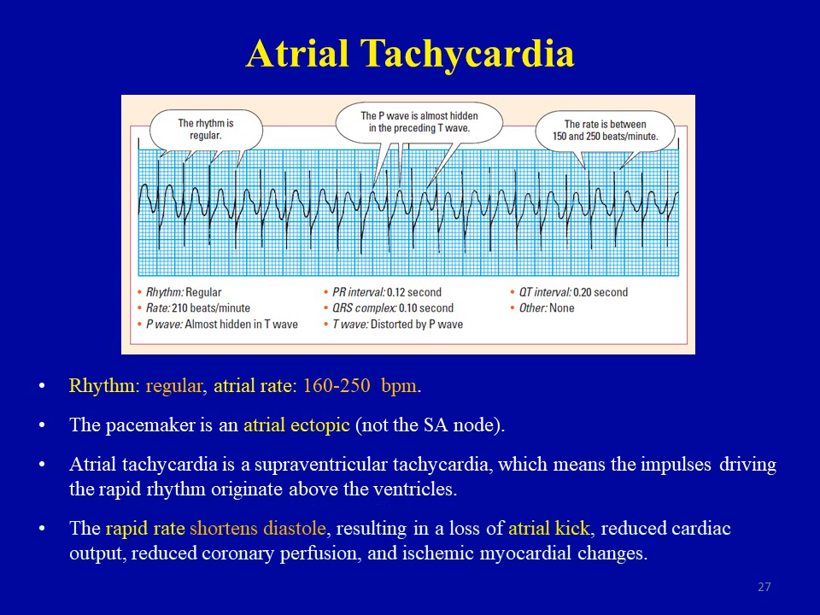The rapid heart rate shortens diastole, resulting in a loss of the atrial kick. That is very important for the last few millimeters of ventricular filling. This will reduce the cardiac output, lead to a reduction in the coronary perfusion, and lead to ischemic myocardial changes.